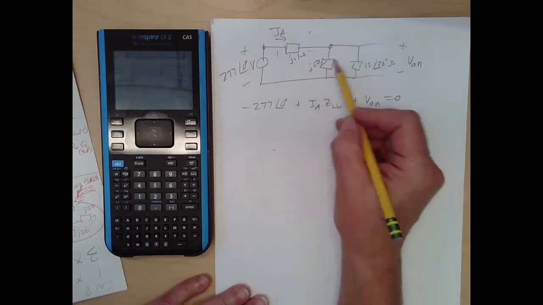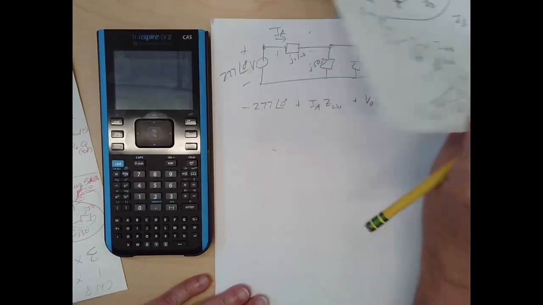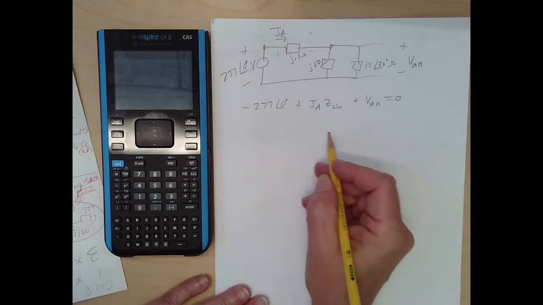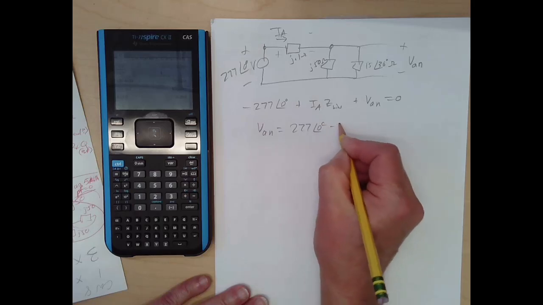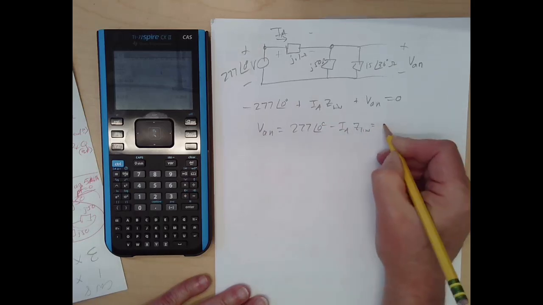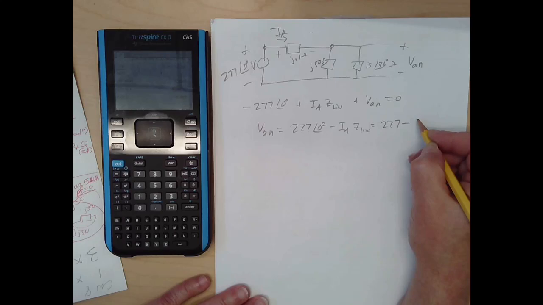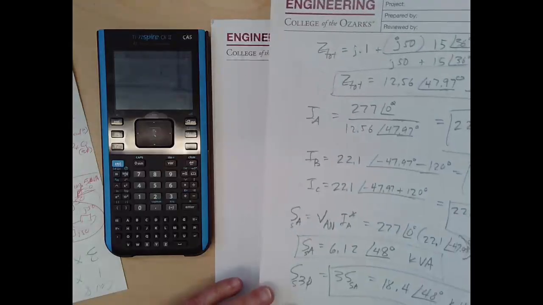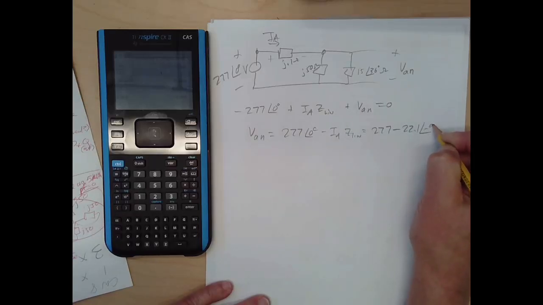We could have done the current times these two in parallel. Did we already calculate those two in parallel? You might have, I didn't actually calculate that separately, so we could have done that, but let's just do KVL to do it. So VAN then is equal to 277 angle 0 degrees minus IA Z line, which is 277, 0 degrees. It's just purely real. We can drop the 0 degrees minus IA is 22.1 angle negative 48 degrees. And Z line was J.1.